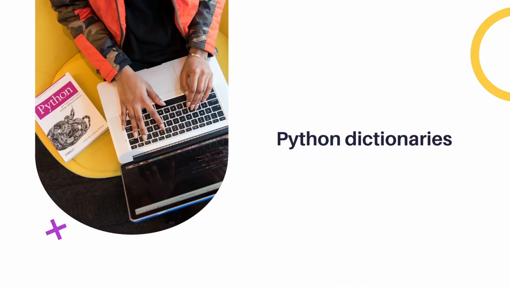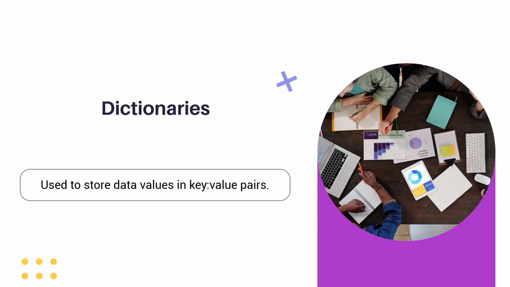Now, what exactly are Python dictionaries? Dictionaries, much like lists, are used to store data values. With dictionaries, we can also store multiple values in a single object. The difference is that when you want to access a dictionary, you must use the concept of key value pairs. And this essentially means that every value in a dictionary has a key associated with it.